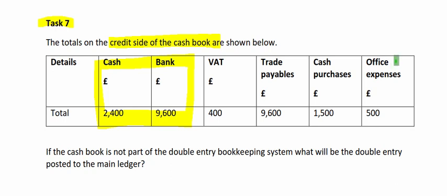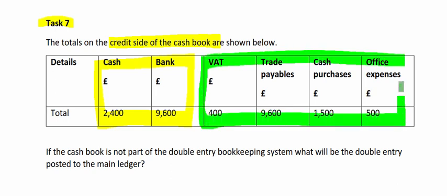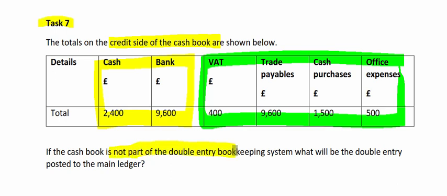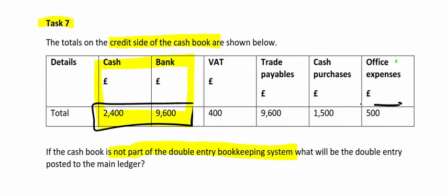The analysis columns are effectively then just showing how that all breaks down in terms of what the payments relate to, whether it's payments for cash purchases or payments for office expenses or whatever. Now we're going to be coming up with some double entry here. We're told though that the cash book is not part of the double entry bookkeeping system. Now what that means is that we're going to have to post the entries to both cash and bank, as well as the entries from the analysis columns.